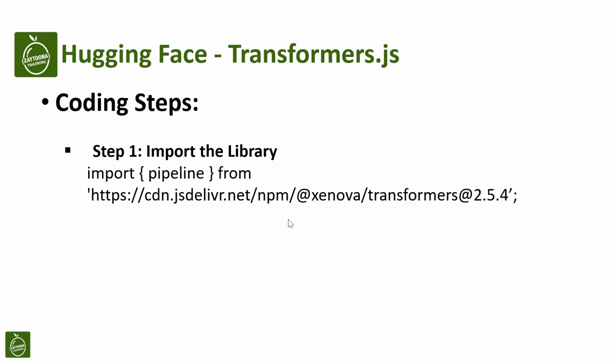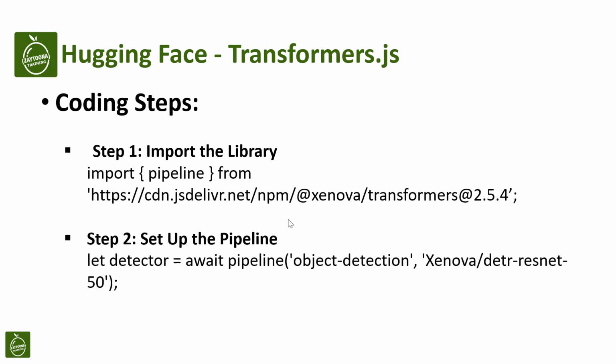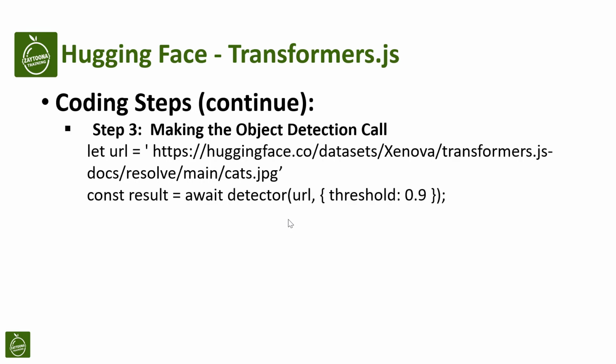What's really cool is that both cats are noticed separately, each with its own area, showing just how precise the system is. First, we are going to pull in some tools. Specifically, we are importing the pipeline function. After grabbing our tools, it's time to get them ready for our main task, spotting objects. We tune the pipeline function for object detection and pick the Zenova DETR ResNet 50 model to help us do this.